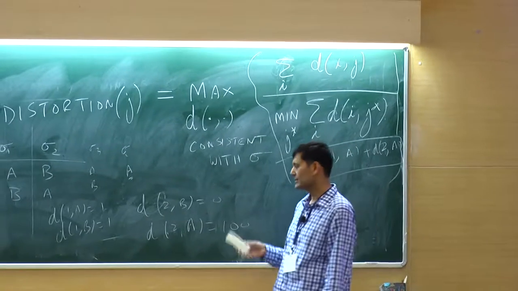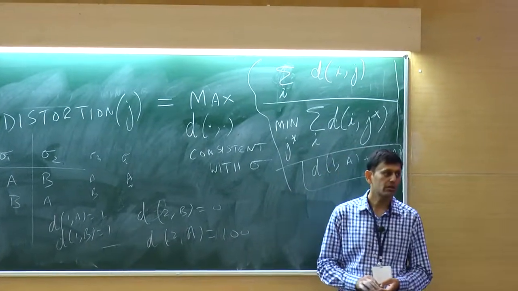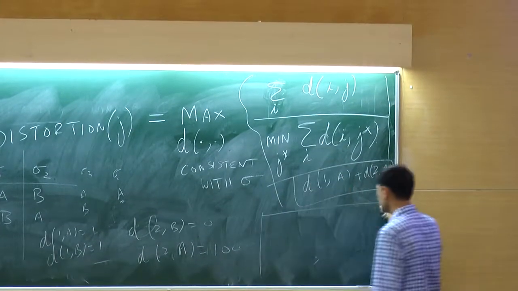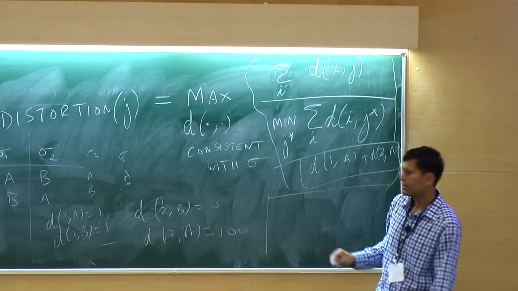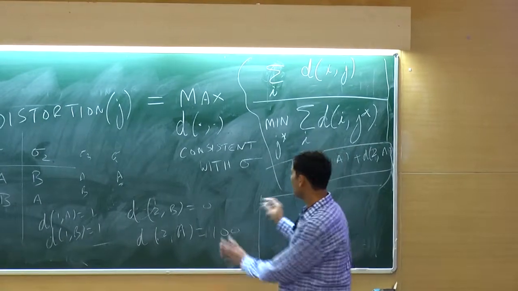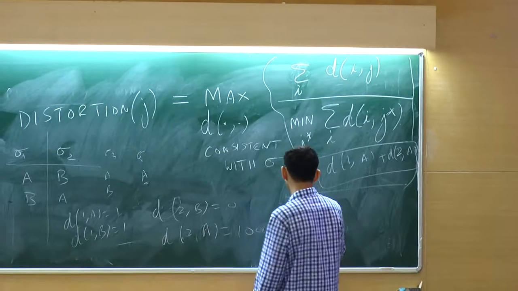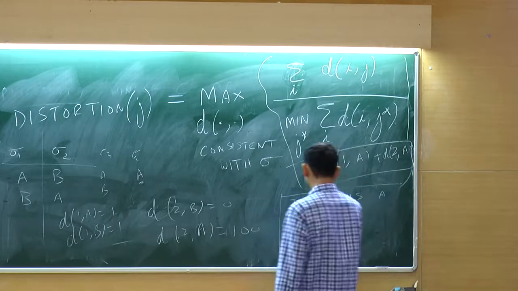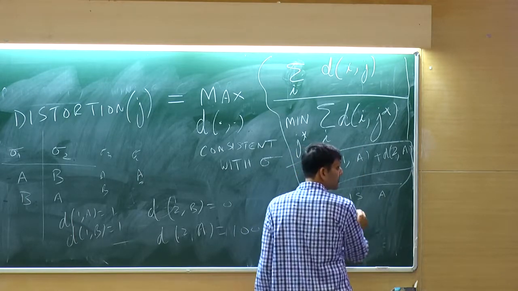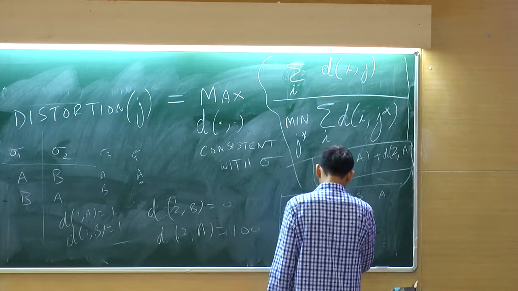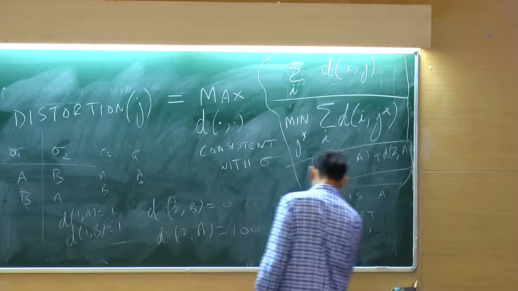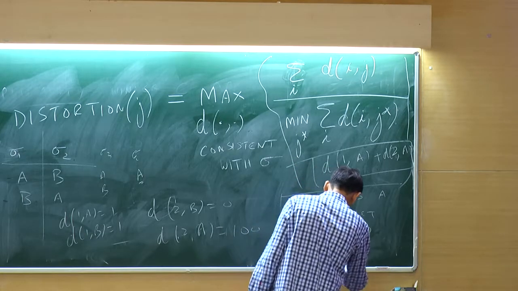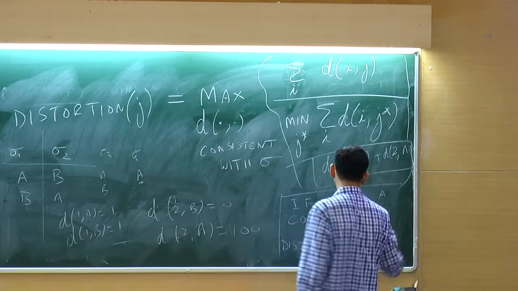The Copeland winner has distortion at most 5. The 5 proof is very long, but I'll give you a 9 proof. By the way, let me at least write this down. If J is the Condorcet winner, distortion of J is at most 3.